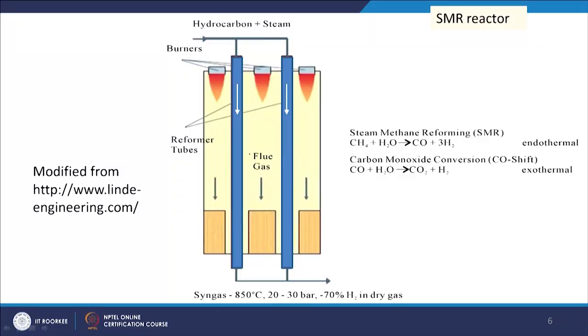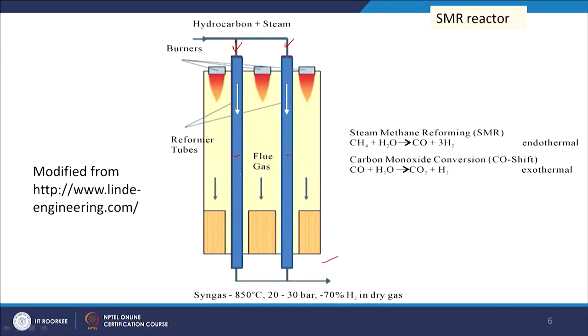Now, we will see some aspects of the SMR reactor. So, here is the SMR reactor schematic. Say we have these tubes, which are called reformer tubes. From this we are putting in natural gas and steam, both natural gas and steam. Then high temperature will be provided in this reactor. Through the inside of the tubes we have the hydrocarbon and steam, and outside we have high temperature by burning some fuel gas.